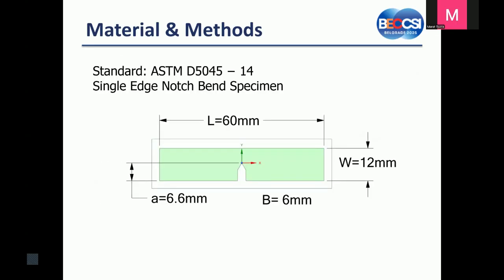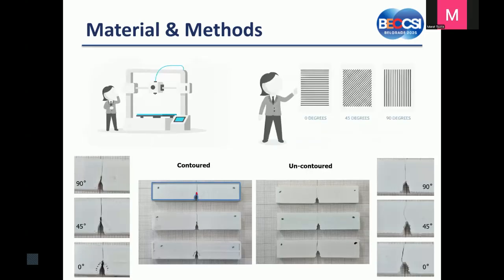So we use this. We follow the ASTM D5045 standard for fracture toughness determination of polymeric materials. 3-point bend test, static and dynamic. The specimen dimensions were 6 millimeter thickness, 12 millimeter width, and a length of 60 millimeters, and a notch. The notch was printed, and then for the contour specimens, we cut the notch with a blade. For uncontoured specimens, we don't do any other cuts.